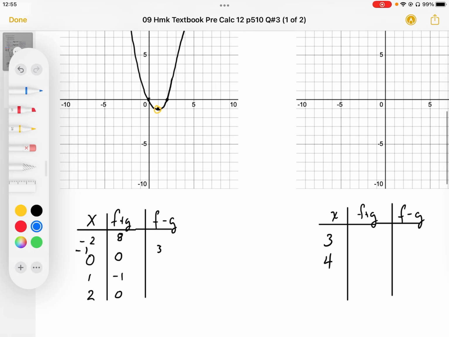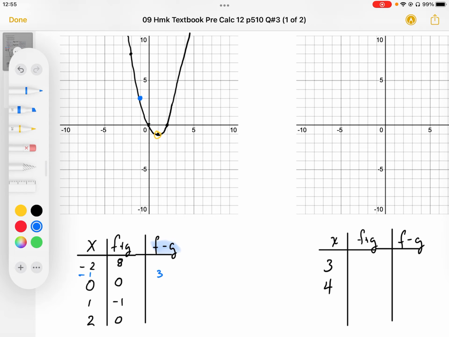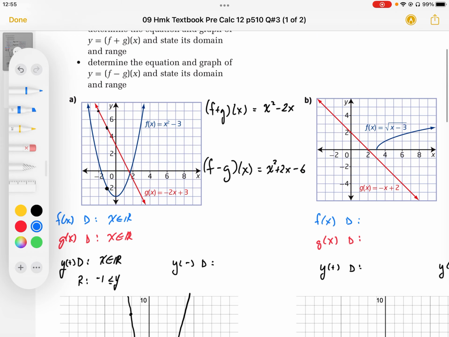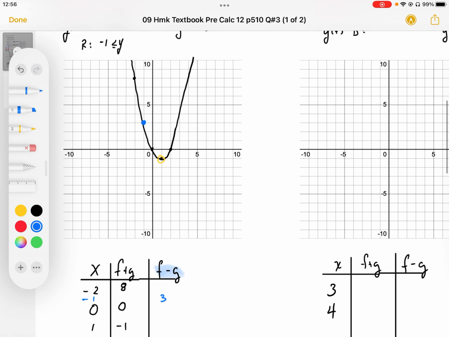Okay, and maybe I'll do this in a different color. I'm going to do this in blue. This is for the minus. Okay, so negative 1 is going to give me my vertex. I'm going to plug in a few more points. At negative 2, I get 1 and 7. So 1 minus 7 is going to give me negative 6.